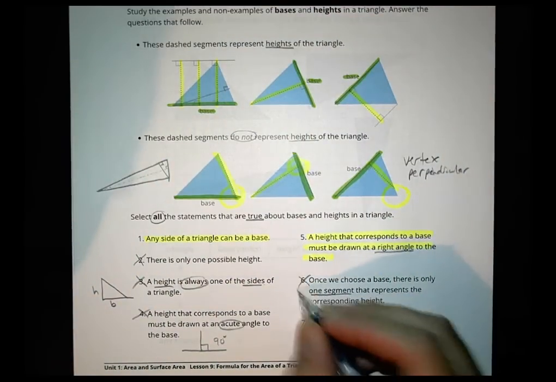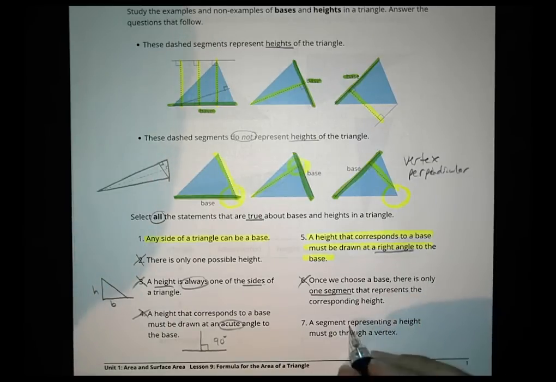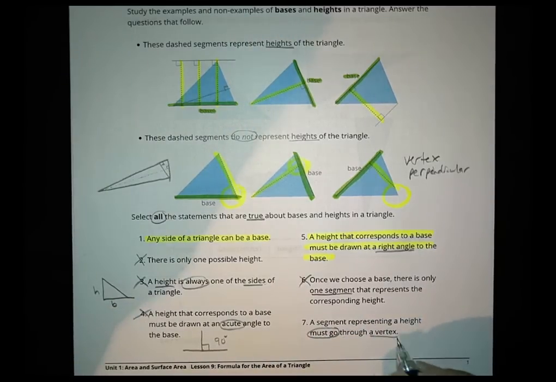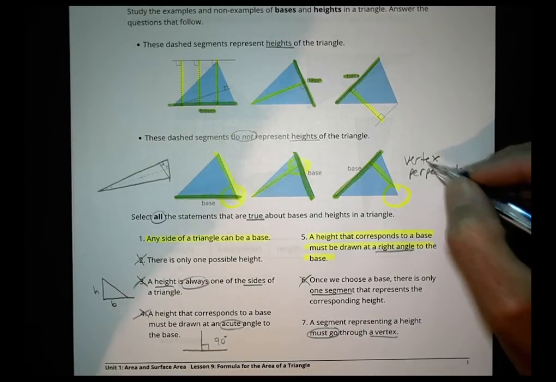So that's not going to be true. And then finally, number 7, a segment representing a height must go through a vertex. This is the key word here. Must go through a vertex. Now, we said that it should go through a vertex.